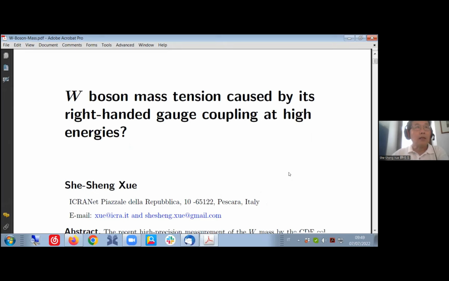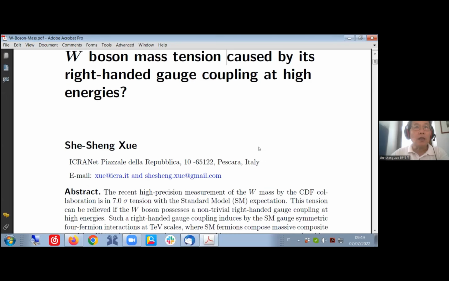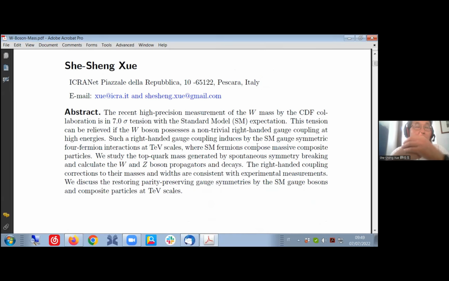The topic is the W boson mass tension. The reason I'm going to present this tension is that it is caused by the W boson right-handed gauge coupling at high energy. So this is the title. As you may have already heard, the most important news this year about the particle physics Standard Model is that the CDF collaboration has made an elaborate precision test of the Standard Model.